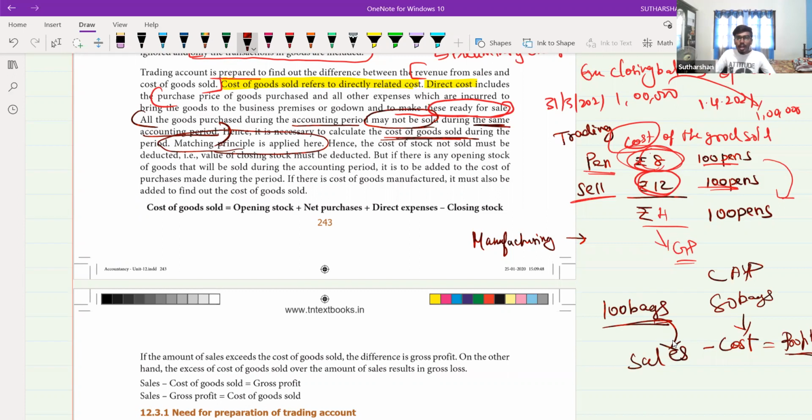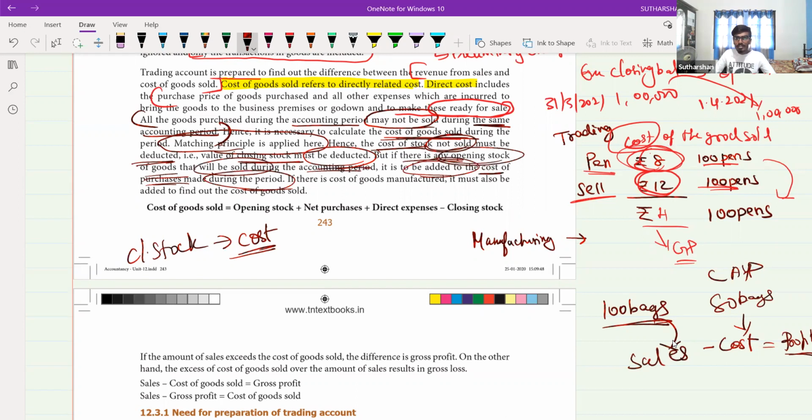Okay, hence cost of stock not sold must be deducted. Value of closing stock must be deducted. Closing stock will be valued at cost, based on the matching principle concept. But if there is any opening stock of goods that will be sold during an accounting period, it is added to the cost of purchase, and during the period if there is a cost of manufacture, it will also be added to find out the cost of goods sold.